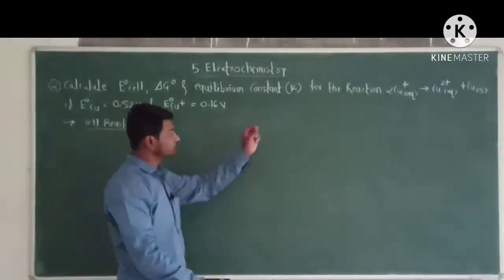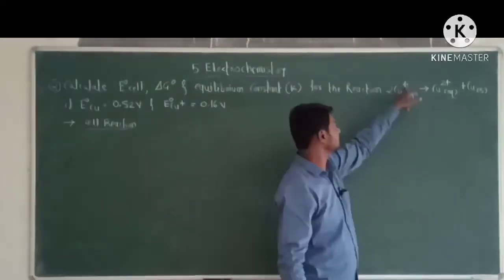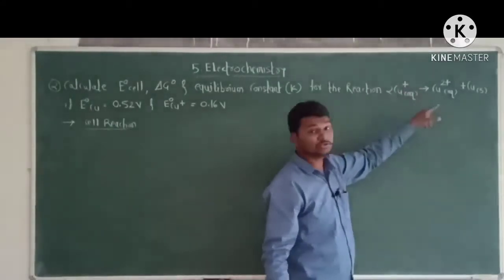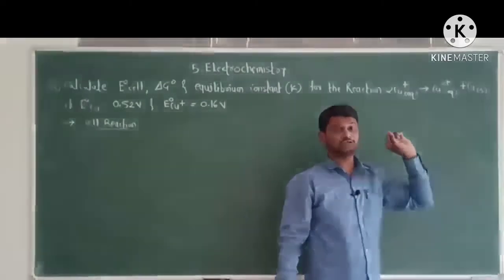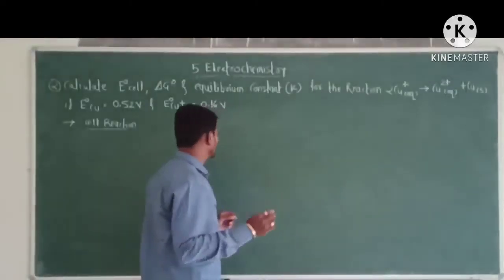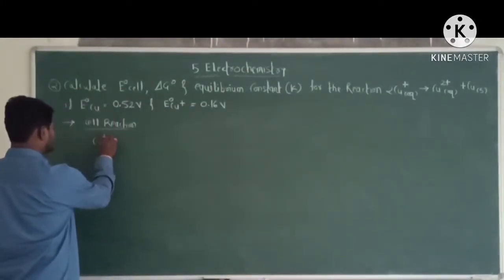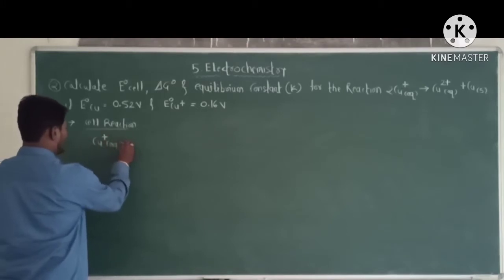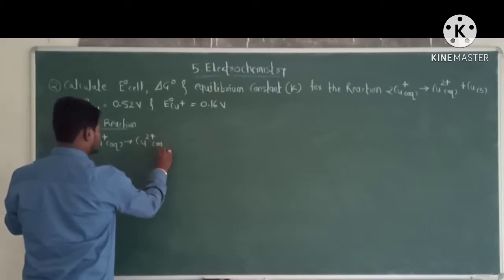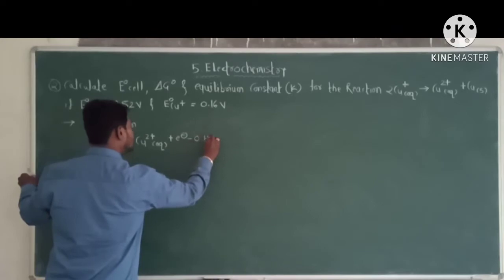Okay. Now here there are two Cu+ ions. One Cu+ ion is oxidized into Cu2+ ion by loss of one electron. This is the oxidation half reaction. First write down the oxidation half reaction, that is Cu+ aqueous oxidized into Cu2+ aqueous by loss of one electron. This is the oxidation half reaction.